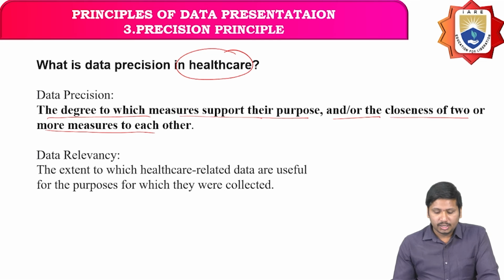And data relevance is the extent to which the healthcare related data are useful for the purpose for which they were collected. That should be the data relevance. Data relevance means whether the data that were gathered are relevant to healthcare or not. So the extent to which the healthcare related data are useful for the purposes for which they were collected should be the data relevance.